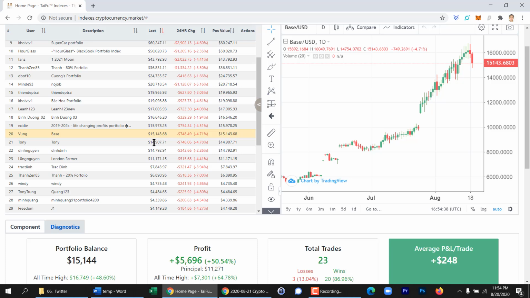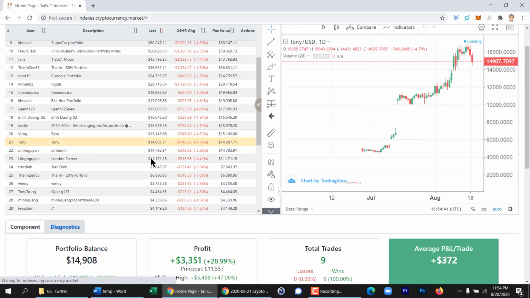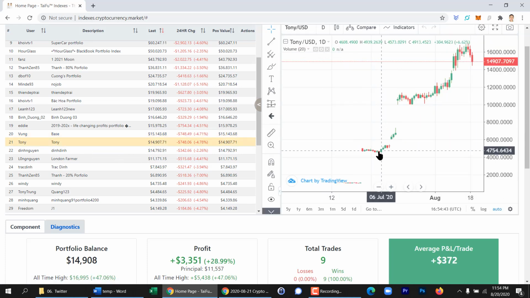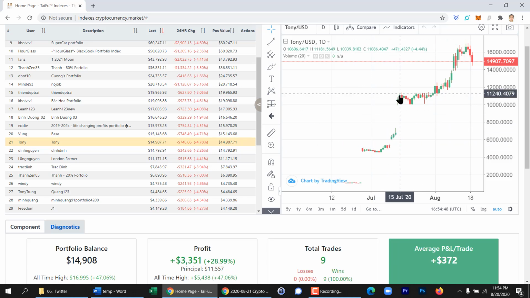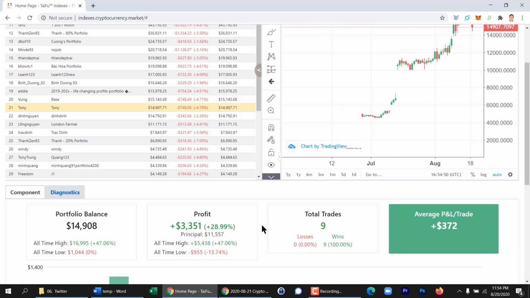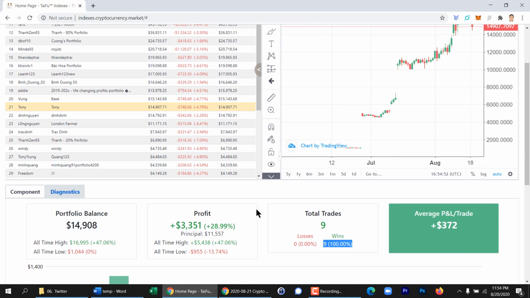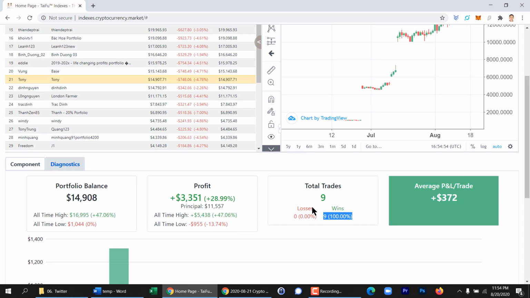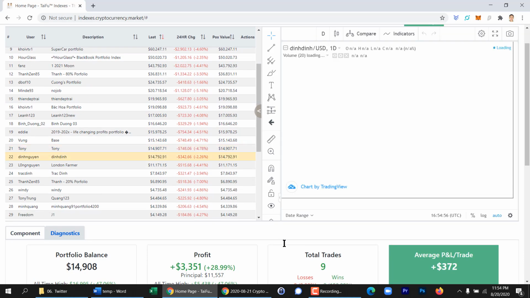Okay, so let me see here. Tony's portfolio. Again, guys, it goes up. This trader's adding money. It goes up some more, and then they add more money. Okay, so please avoid doing that. Okay, and this has a 100% win. So this is a new portfolio, guys. All right, so there's not much we can learn from that.